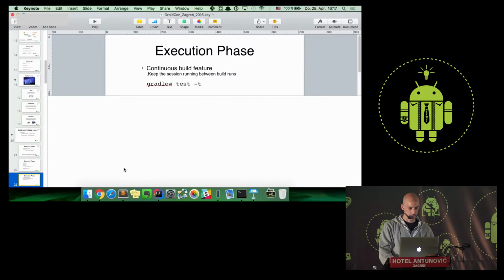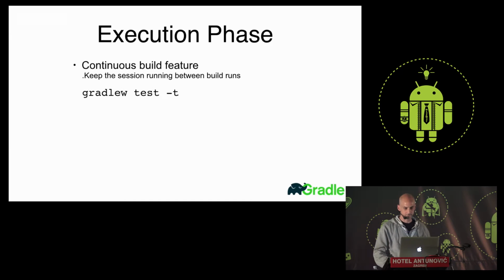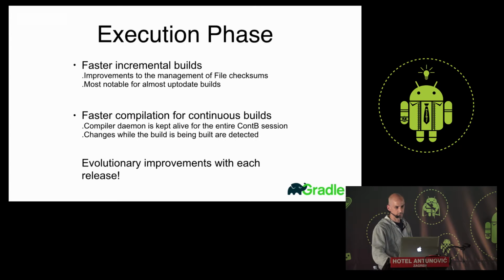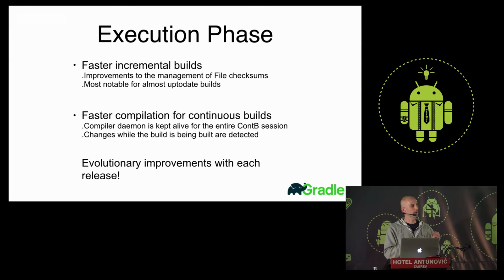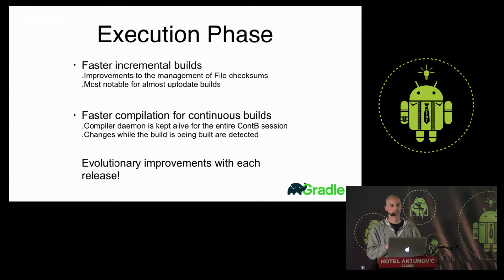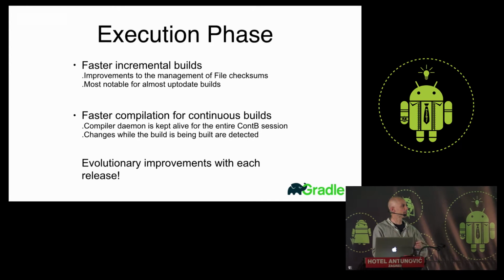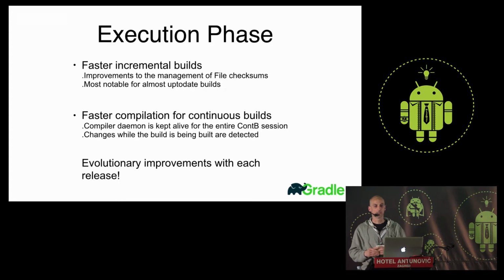Okay, right. So let's go back to the presentation. So what have we done in summary for the execution phase? The incremental builds over time got a lot faster because the way to check for changes has improved drastically. I mean, we never looked at just timestamps. It's always a combination of checksums and file lengths and so on. But there's a lot you can do.